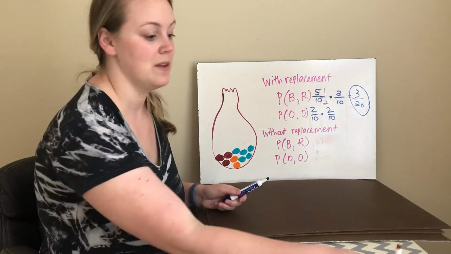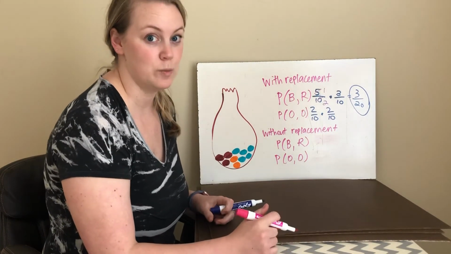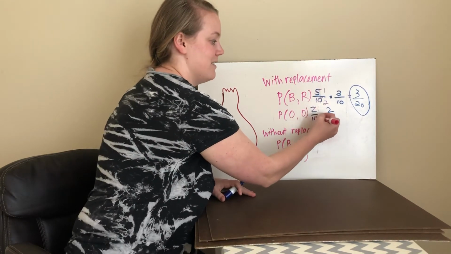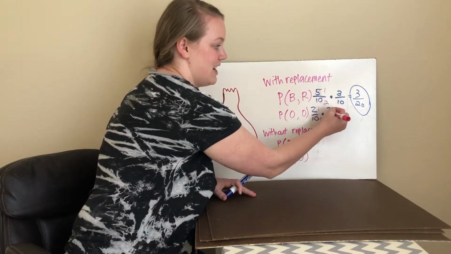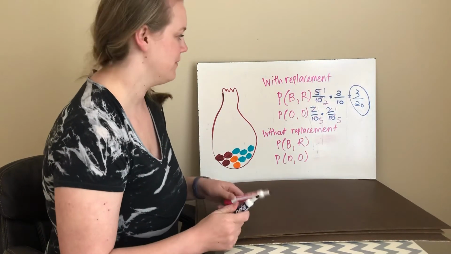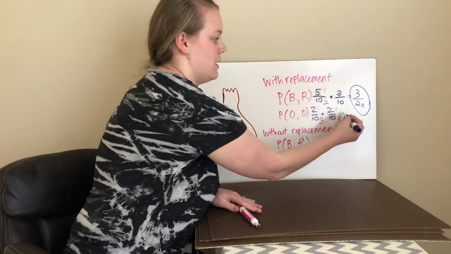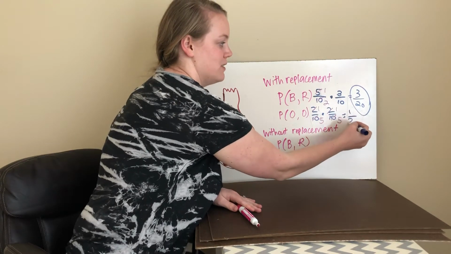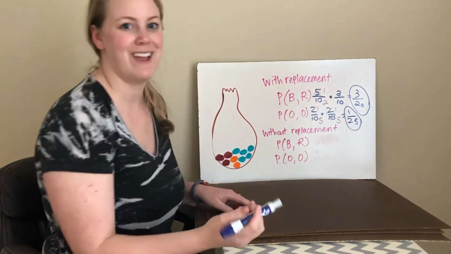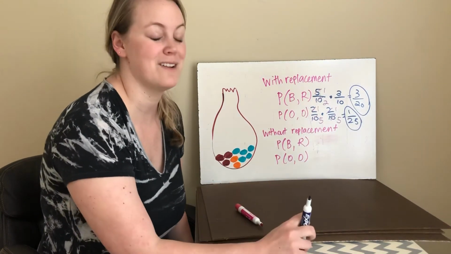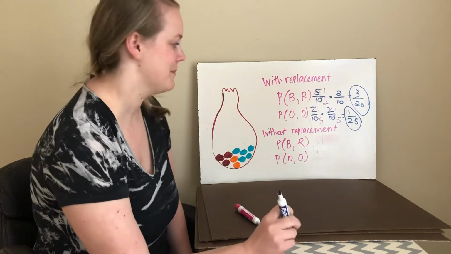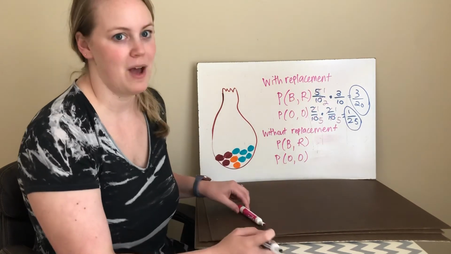Let's do some simplifying so that we don't get too big of numbers. 2 goes into 2 one time. 2 goes into 10 5 times. This is actually the same fraction, so it also simplifies to 1 out of 5. 1 times 1 is 1. 5 times 5 is 25. And there's a 1 out of 25 chance of pulling an orange twice when you replace it in between. Okay, so let's talk about without replacement.